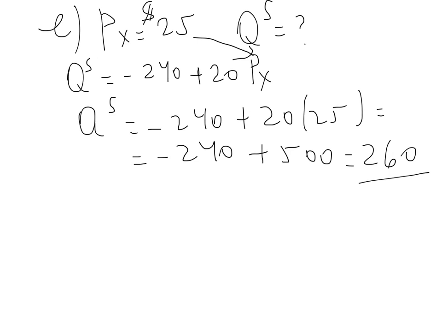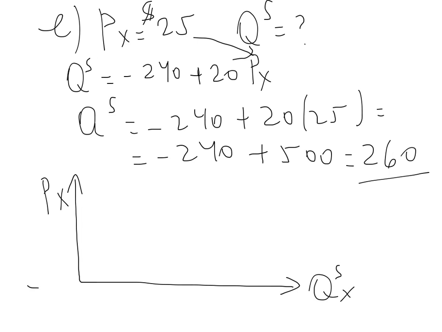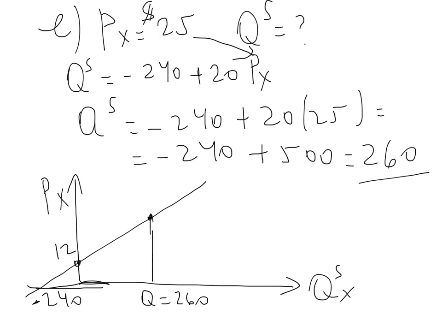So let's see how we show that. Remember the original graph. Quantity supplied of X, price of X. We had 12, and here was negative 240. So now we have 260. It's going to be somewhere here. Quantity 260, somewhere on the supply curve.